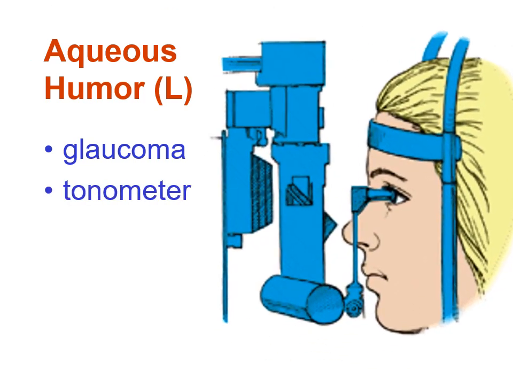This can be done by placing a numbing drop on your eye and then pushing on the cornea using a tonometer to measure how much the cornea pushes back. If your pressures are above 21 millimeters of mercury, you may be asked back for a repeat screening. If they remain elevated, you may be prescribed daily eye drops to lower the intraocular pressure.